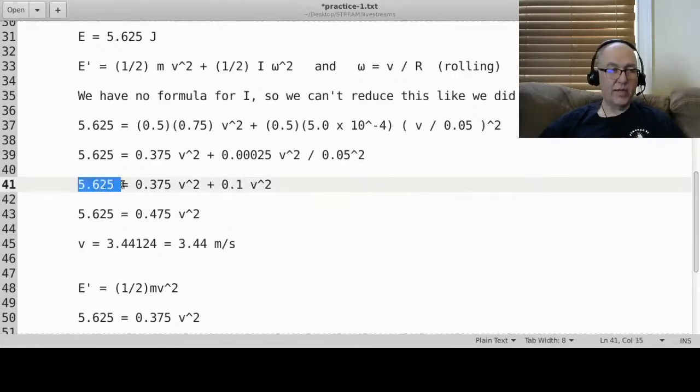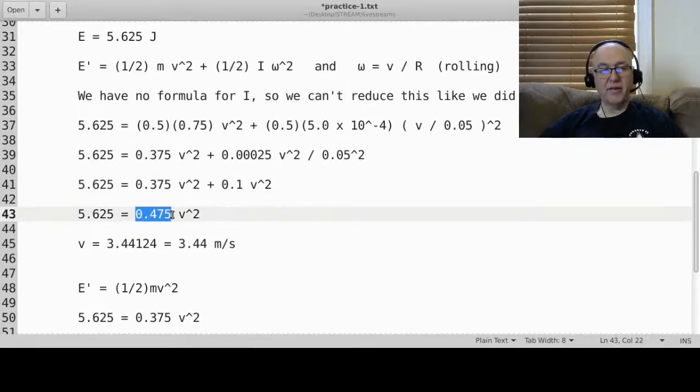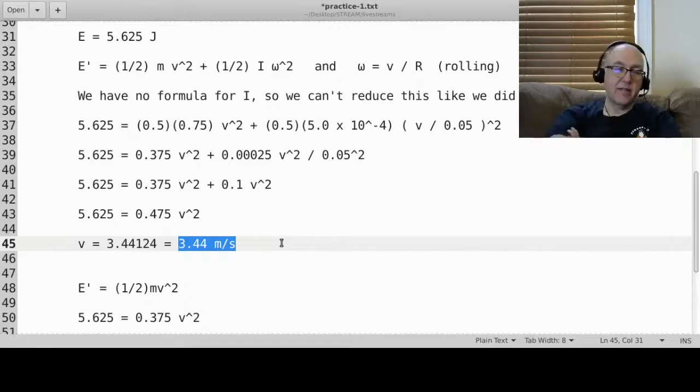So now we have that the total energy, 5.625, is equal to the first term, the translational kinetic energy, plus the second term. Now V is the only thing that's unknown, in both of those terms, so you can collect them together, 0.475. Then divide and take the square root, and it turns out that the velocity at the bottom of the hill is 3.44 meters per second. Let me see if there's any questions in the chat.